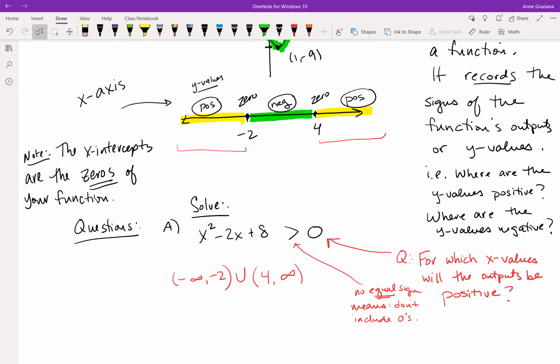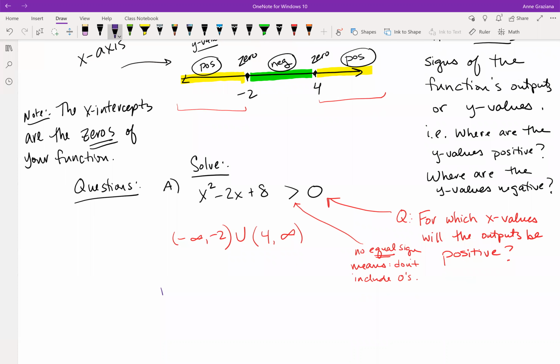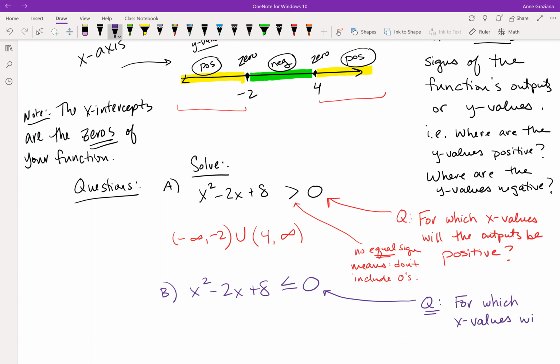Now, if the question said, instead, let's do part B. What if the function asks for when the outputs are less than or equal to 0? Now, again, this question here is asking for which x values will the outputs be negative? Okay, where are my outputs negative? Yes, good. That's going to be from -2 to 4.